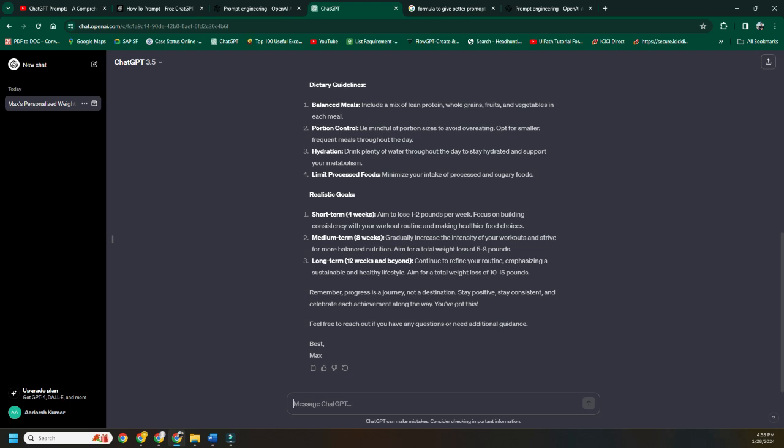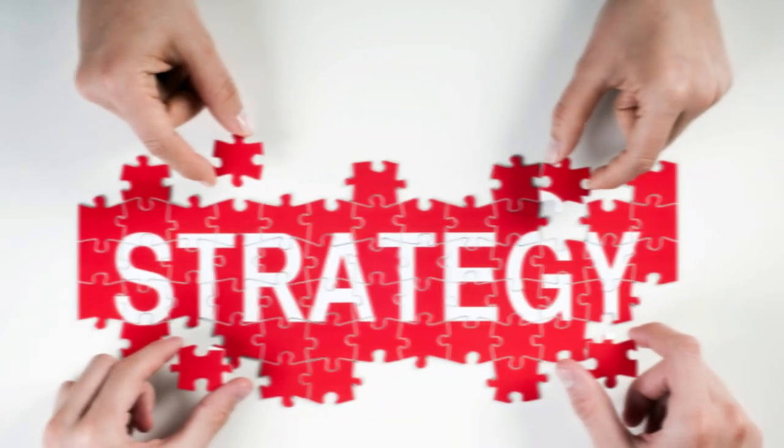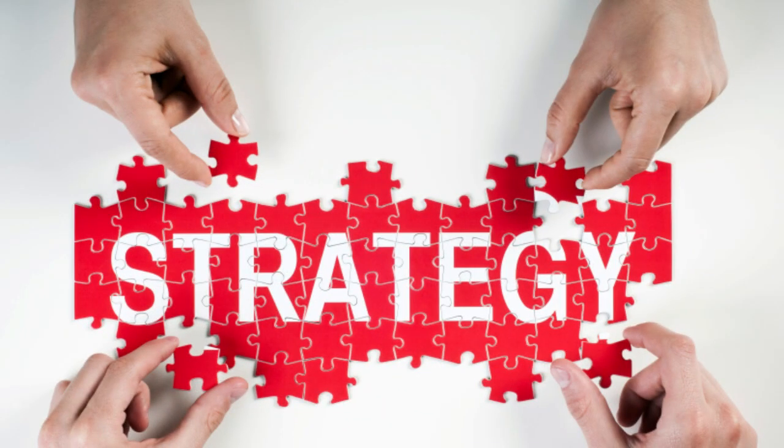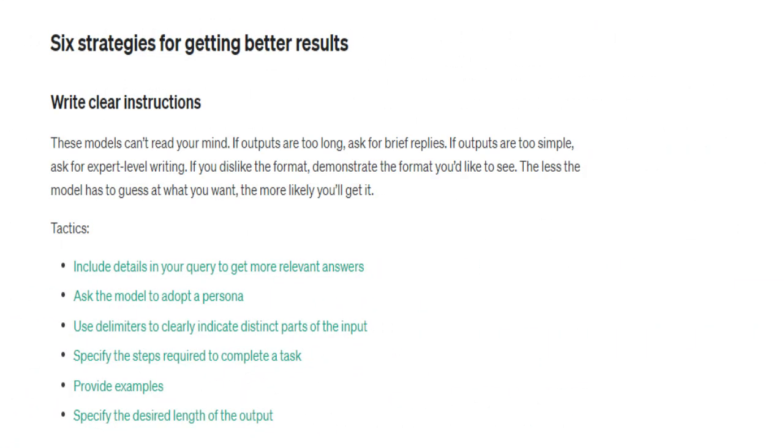So now we will discuss strategies for getting better results. These are the strategies which ChatGPT has suggested on their website. Include detail in your query to get more relevant answers. Ask the model to adopt a persona. Use delimiters to clearly indicate distinct parts of the input. Specify the steps required to complete a task. Provide examples. Specify the desired length of the output. So if you follow these steps, definitely you are going to get a better output.